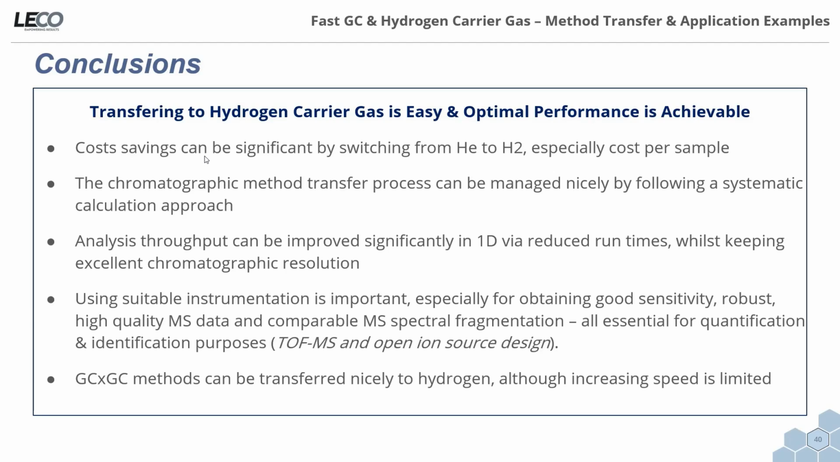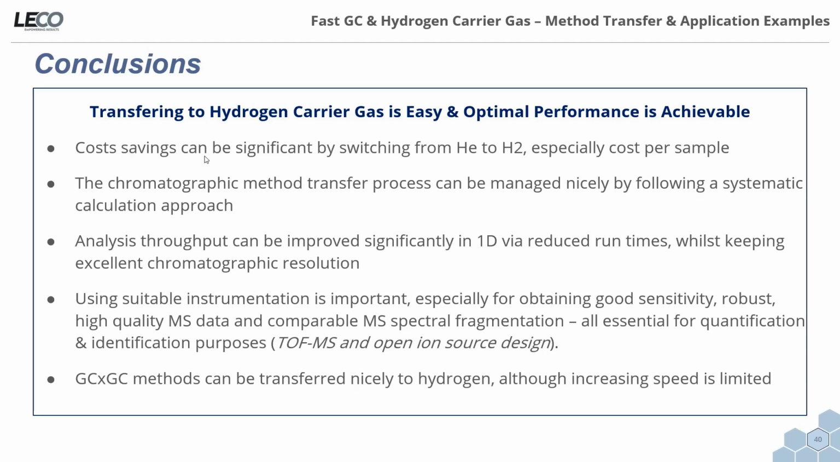So that brings us to an end of this short talk and some conclusions that when we transfer to using hydrogen carrier gas, we can do this fairly easily and achieve quite optimal performance as well. So we can save costs. And nowadays this is quite significant due to rising helium prices. So the cost per sample then reduces. And the chromatographic method transfer process can be managed quite nicely with a systematic calculation approach. And analysis throughput can be improved significantly with one-dimensional separations via reduced run times. But we can still keep very, very good chromatographic resolution.